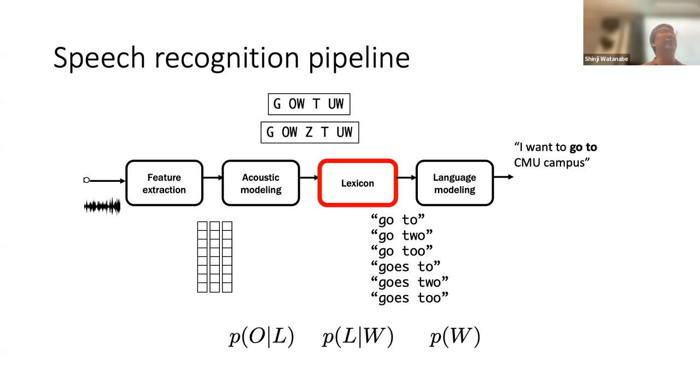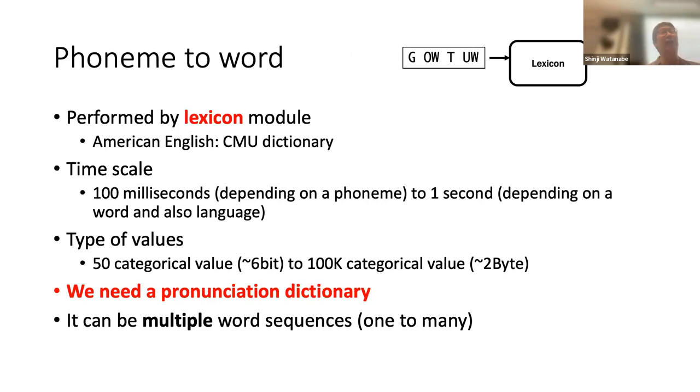And then the third part is the lexicon part. And this part is not so much probabilistic. Mostly people are just using a one-to-one or one-to-many mapping. Well, in some languages many-to-many mapping. But from phoneme, we convert it to a word sequence.